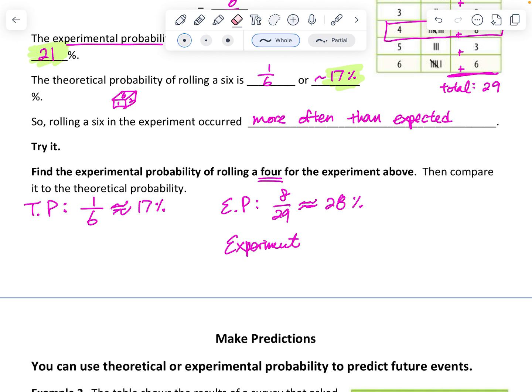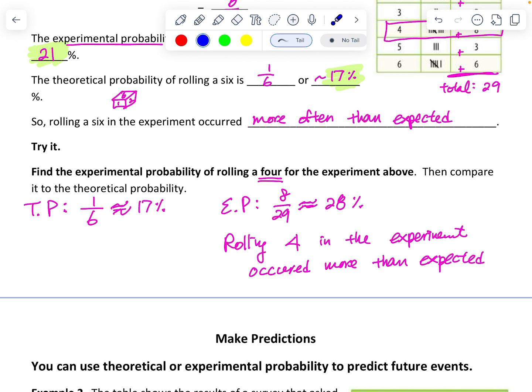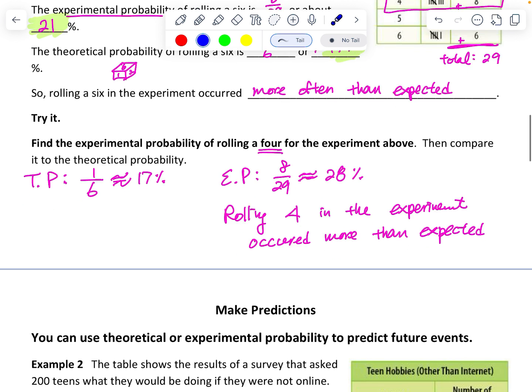Oh, actually, I'm sorry, you guys. I would have to say rolling a 4 in the experiment occurred more than expected. Because theoretically, our expectation was only 17%, but it actually occurred 28%. So it's more than expected. All right, so let's go on to the next page.